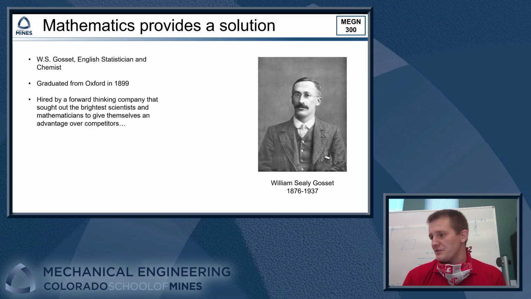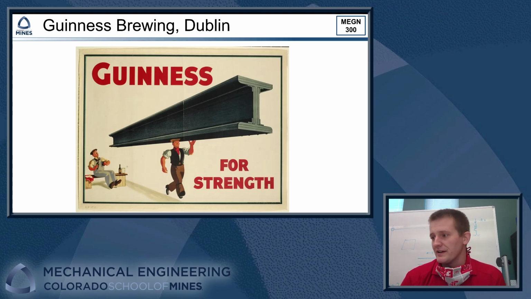They're basically just getting all these smart people together and hoping that they would come up with ideas that would give them a competitive advantage in the marketplace. And a lot of people are surprised to find out that this company was in fact Guinness Brewing from Dublin, right? So yes, the stout beer company was really thought of as a forward-thinking company at the time.